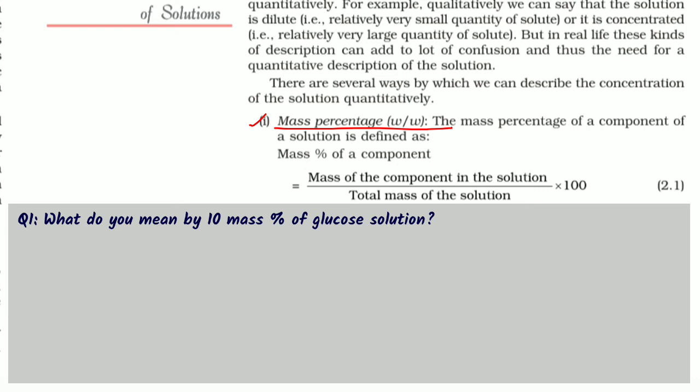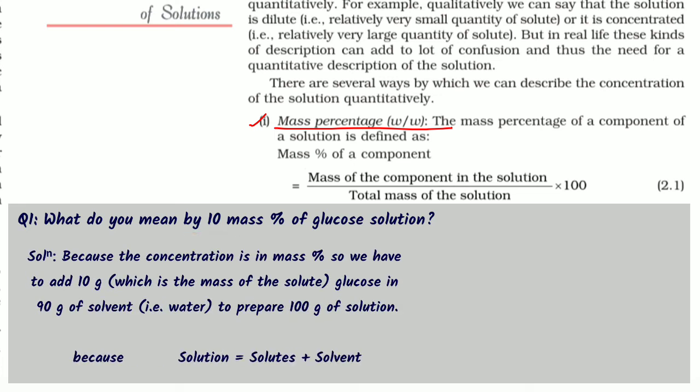So here the solute is glucose, and they already told you that the percentage of this solution is 10%. That means 10% of glucose should be added in that solvent to prepare the 10% solution. Because it is 10 mass percentage, we have to add 10 gram. If you want to prepare 10 mass percentage of glucose, you use 10 gram of glucose and add it to 90 gram of water. Remember that point: 90 gram of water to make 100 gram of solution. The net weight of the solution should be 100.